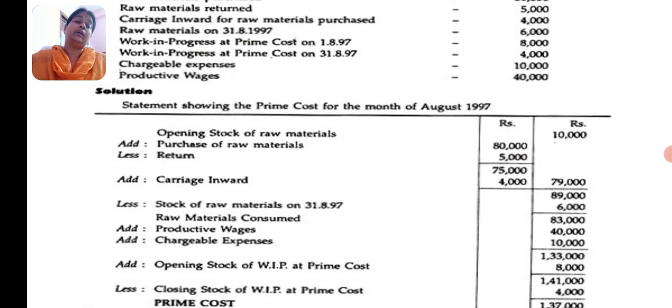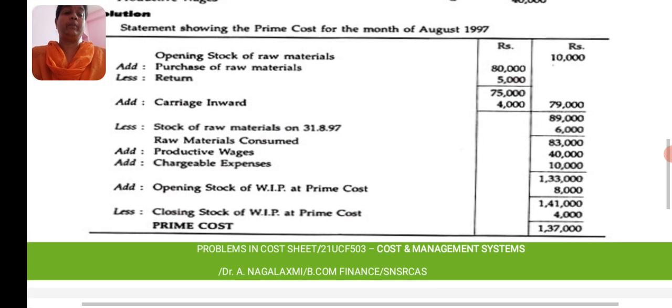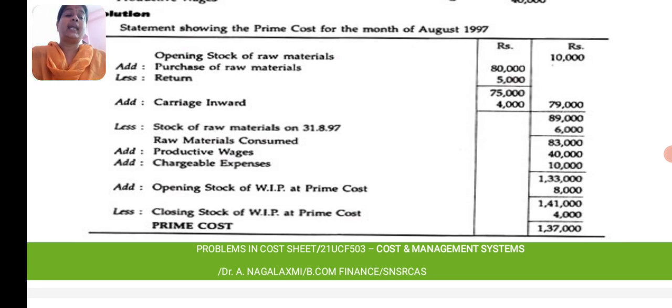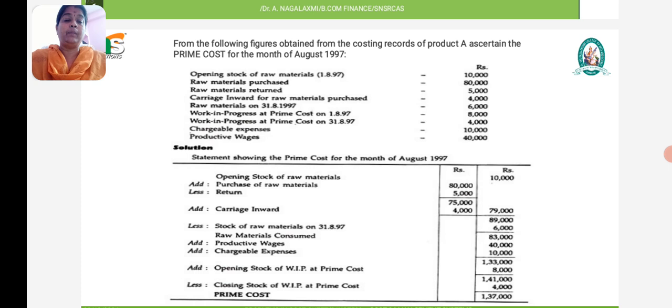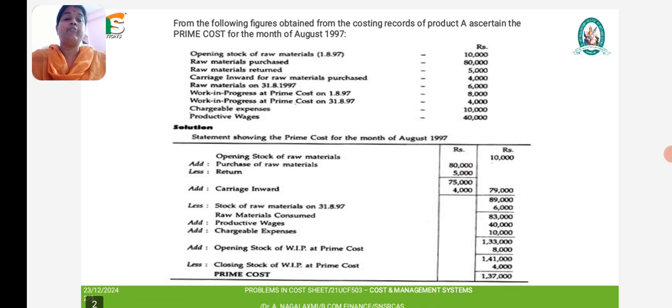Again, closing work in progress at prime cost is given as 4,000. So we are going to make that calculation. 1,33,000, add opening stock of work in progress at prime cost 8,000, we get 1,41,000, and less closing stock of work in progress at prime cost, which is 4,000. We have to less it so that we ascertain the prime cost, 1,37,000. This is a simple problem in the calculation of prime cost.